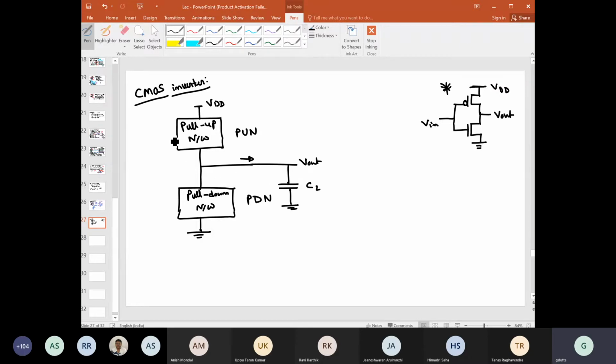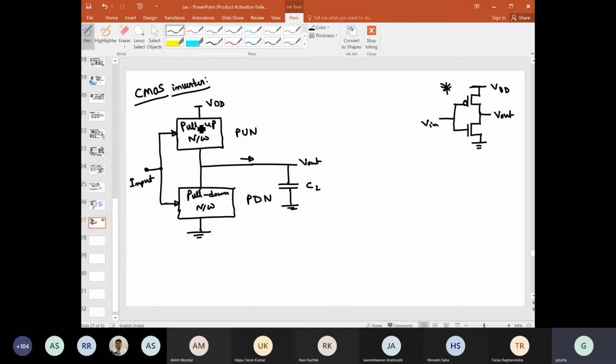We have an input, and as we understood from our discussion a few minutes back, this input should control both this pull up network and this pull down network simultaneously, isn't it? It should control both pull up network and pull down network. Okay, great.